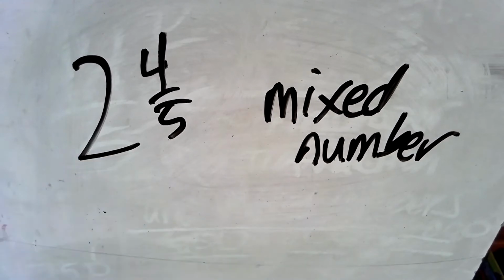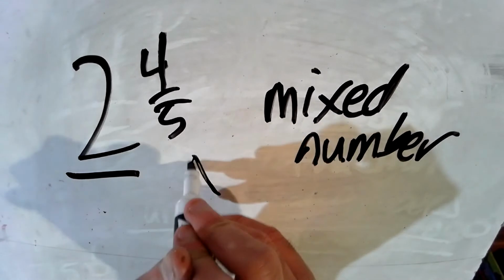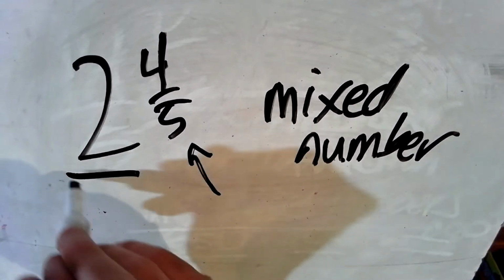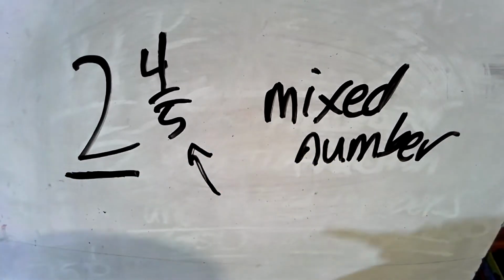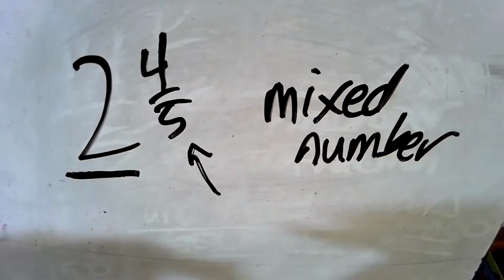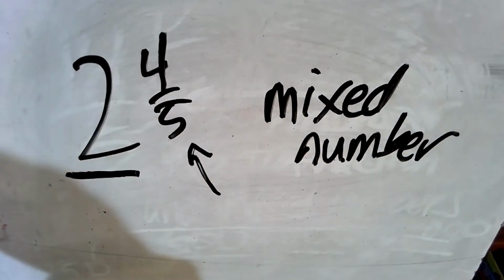2 4/5, that's a mixed number. It's mixed because it's got a whole number and a regular common fraction. 4/5 is more of a common fraction that you see in household measurements. 4/5, the numerator is smaller than the denominator. We like to use mixed numbers in math. They're usually in simplest form. When you have an improper fraction, we typically like to convert it to a mixed number.